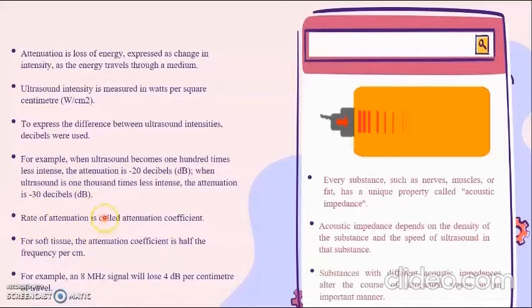The rate of attenuation is called the attenuation coefficient. For soft tissue, the attenuation coefficient is half the frequency per centimeter. For example, an 8 MHz signal will lose 4 dB per centimeter of travel.